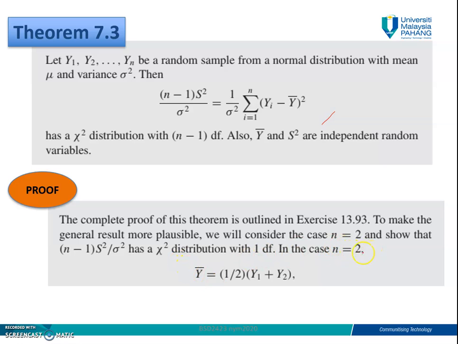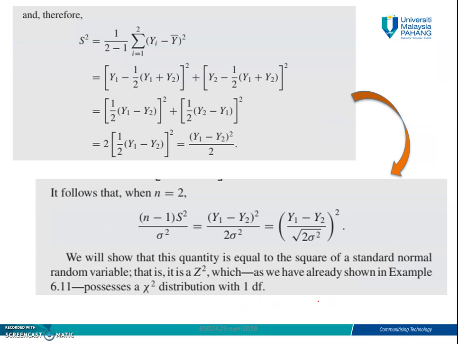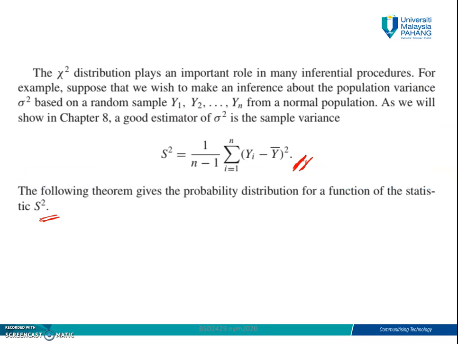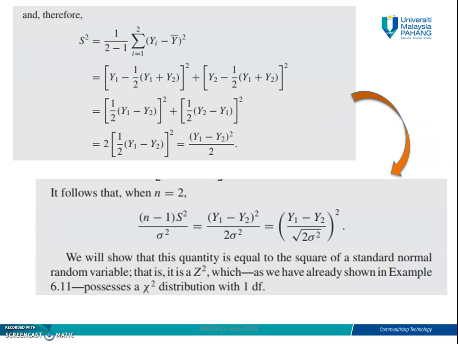When n equals 2, from the previous theorem you can see that Y bar is the summation of Yi from 1 until n, divided by n. So here you have 1 over n times (Y1 plus Y2). And from the previous s square, you also have this: s square equals 1 over 2 minus 1, because n is equal to 2, times the summation of (Yi minus Y bar) square, where i is from 1 until 2.